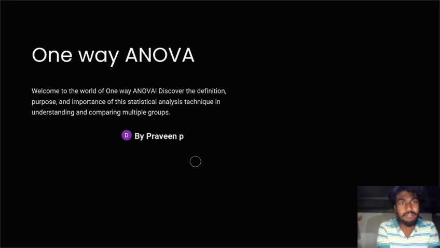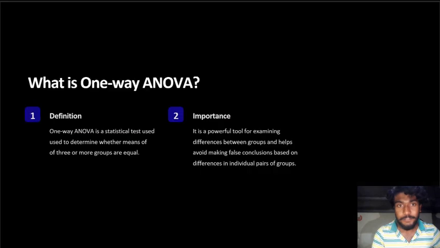Let's know about the one-way ANOVA. Welcome to the world of one-way ANOVA. Discover the definition, purpose, and importance of this statistical analysis technique in understanding and comparing multiple groups. What is one-way ANOVA? Definition. One-way ANOVA is a statistical test used to determine whether means of three or more groups are equal.